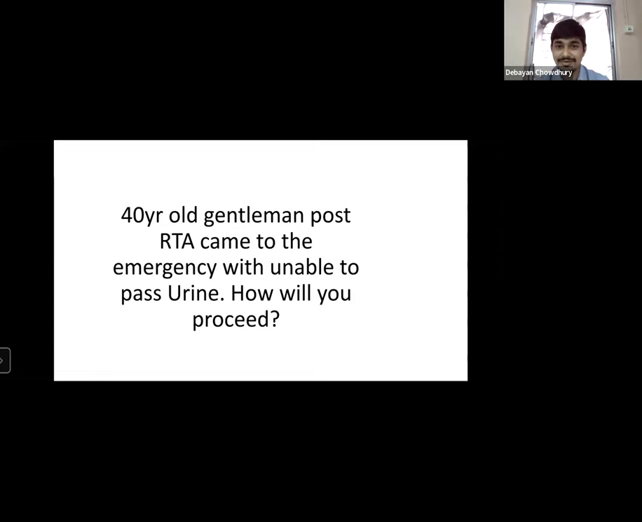Okay. Basically, it's a 30 to 45 degree lateral position of the pelvis. The lower limb which is closer to the surface should be bent at 90 degrees, and the upper limb will be at 180 degrees. There is no flexion of the hip. After that, we do an RGU, retrograde urethrogram.